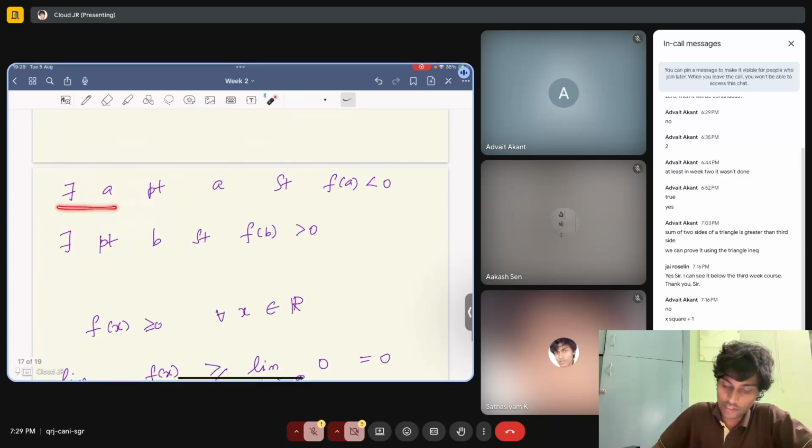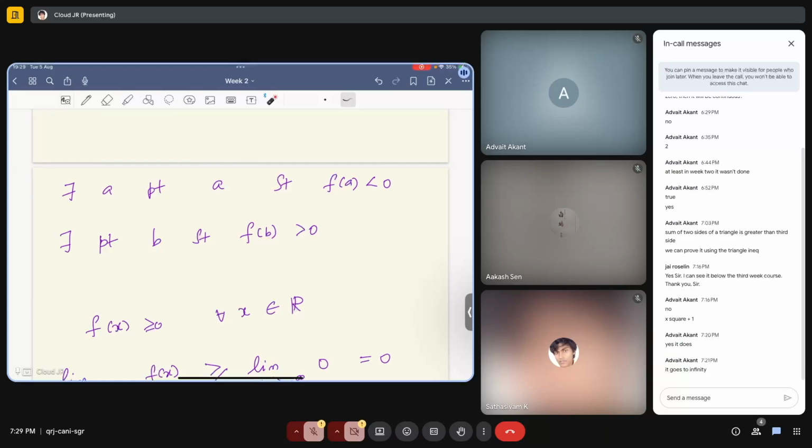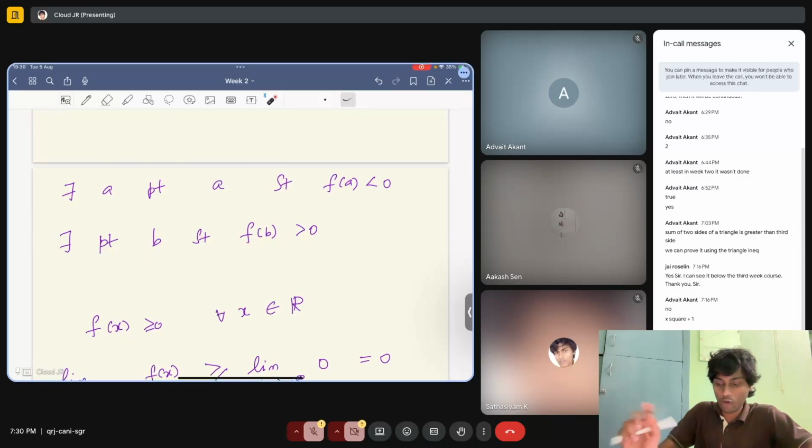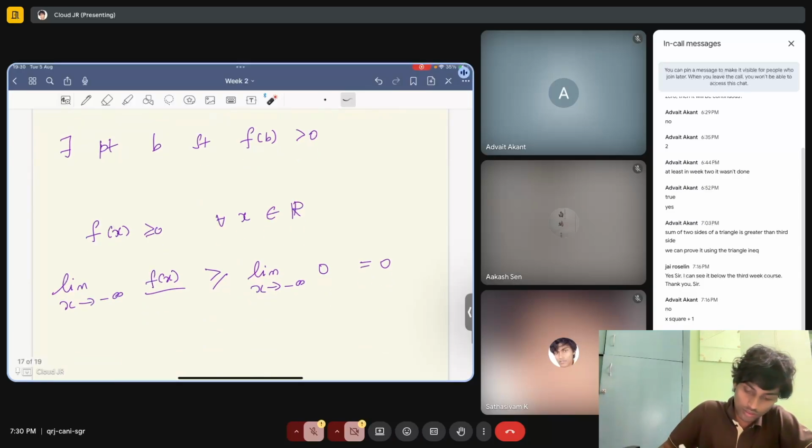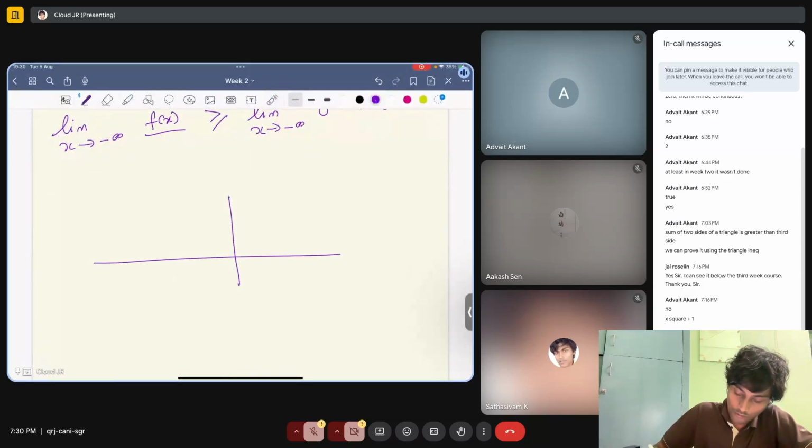That means there exists a point A such that f of A is less than or equal to 0, right? So you can similarly use the same argument, and then you can prove that there exists a point B such that f of B is greater than or equal to 0. Okay. So now you got 2 points. One is greater than or equal to 0 and one is less than or equal to 0. So now you have a function. I don't know what the function is, but there are 2 points, a point A and a point B here.